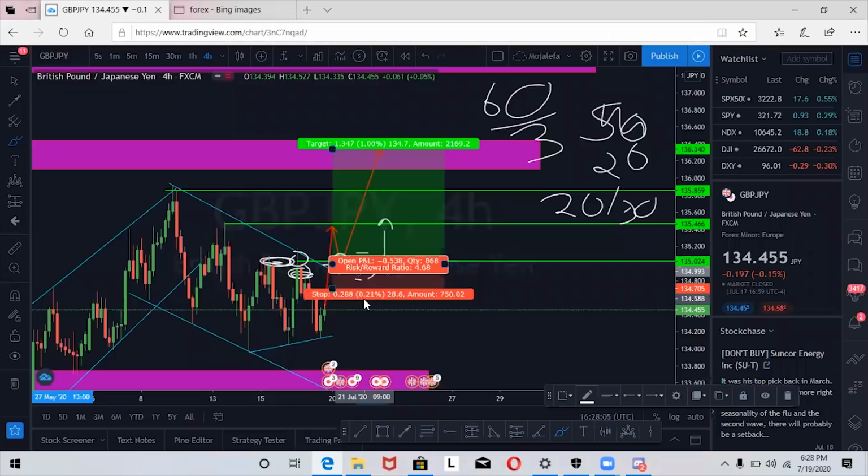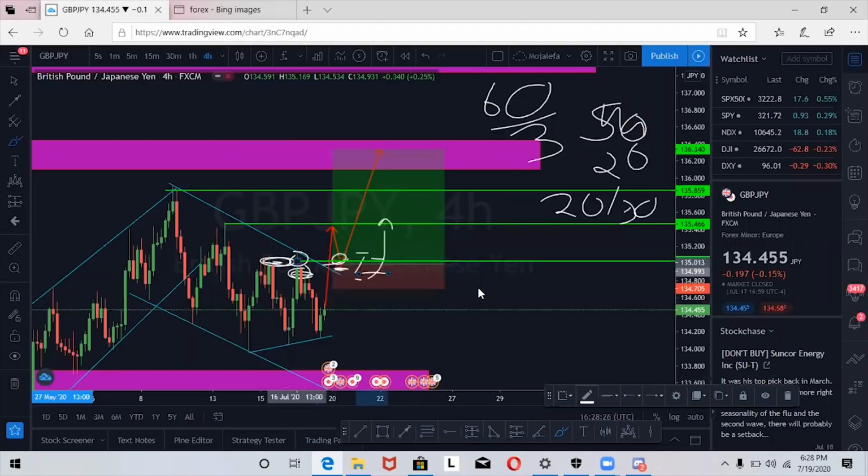So that's actually scaling in properly. I see so many people putting in so many trades, like they are in a competition or something. So let me show you the disadvantages and the advantages of doing that. First of all, let's say for example you have a $300 account.